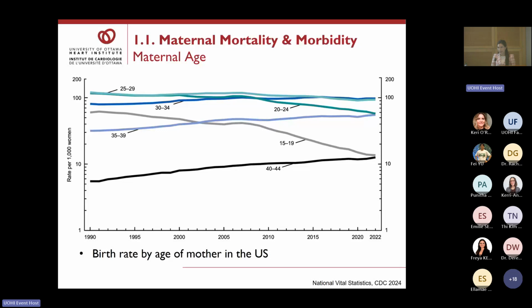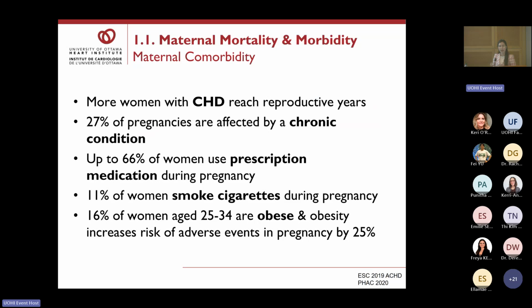There are many reasons for this. Part of it is the evolving role of women in society, but also the evolution of assisted reproductive technology that is allowing women to have children later in life. The other big piece of this is maternal comorbidity. With the advances of surgical and medical therapy for congenital heart disease, more women are reaching their reproductive years with really complex congenital disease.